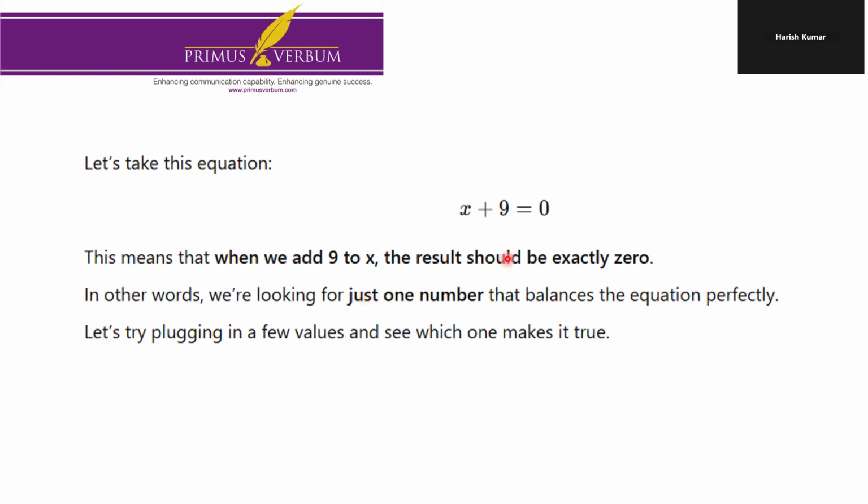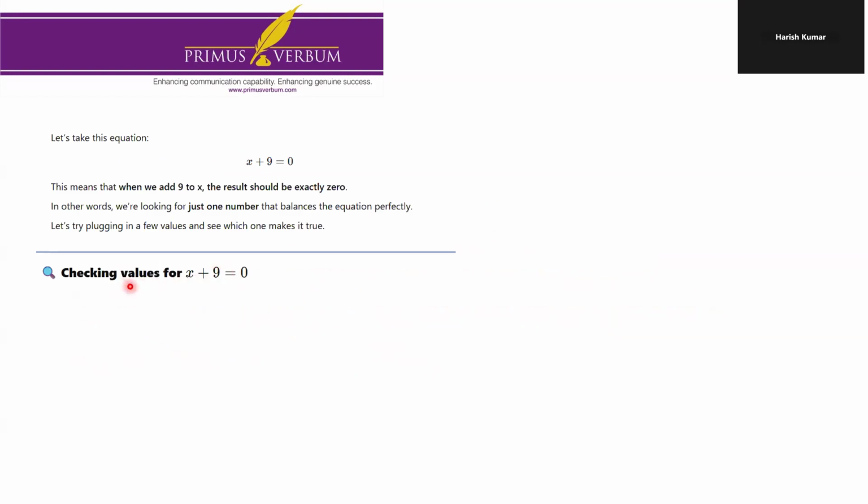Now, let's try this equation. x plus 9 equal to 0. This means that when we add 9 to x, the result should be exactly 0. In other words, we are looking for just one number that balances the equation perfectly. Now let's try plugging in a few values and see which one makes it true. Again, it's the same process, checking values for x plus 9 equal to 0.